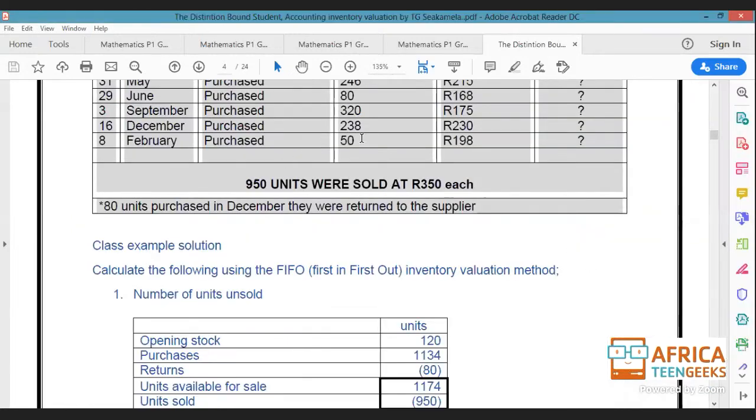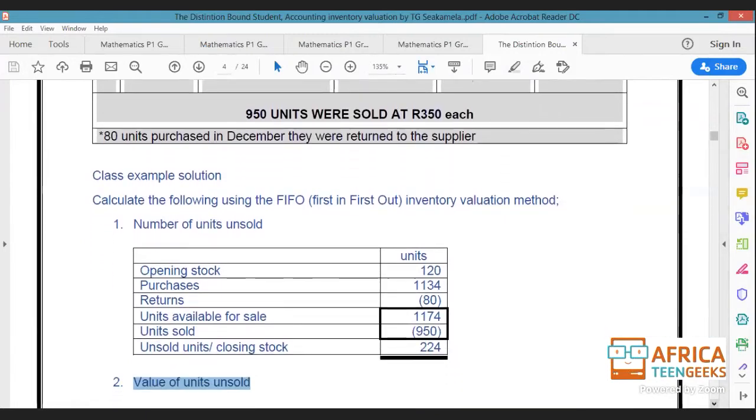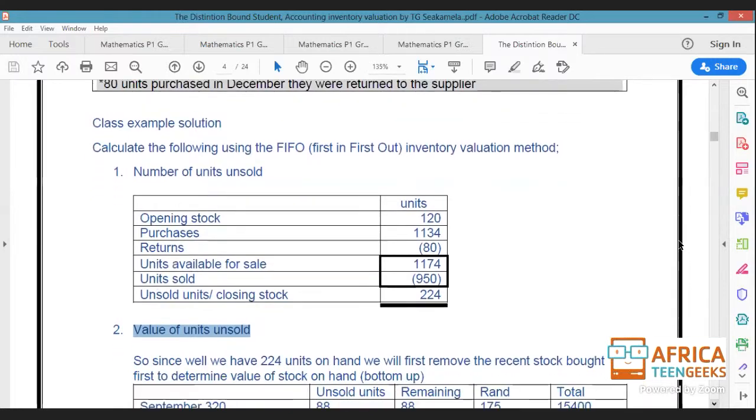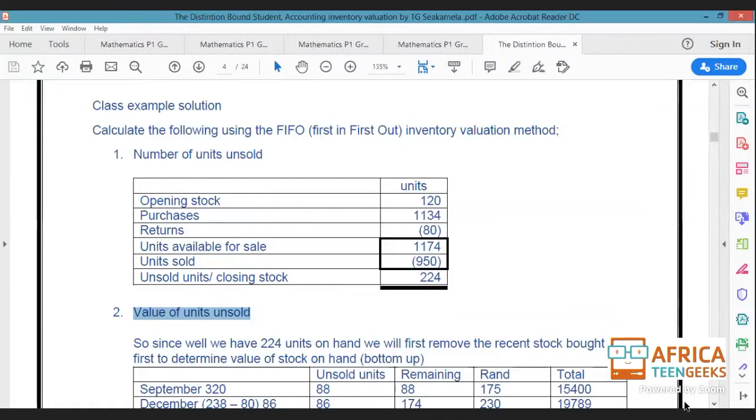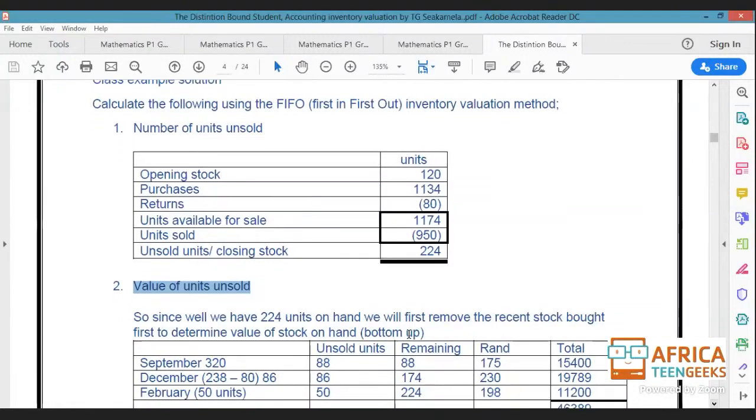So this is where I got the units for September 320, for December 238, and for Feb is 50. That's how I got my units. However, here in September, they were 320. But now, remember, we know that the unsold units are 224. So basically, you're using a bottom up, right? Bottom up is you're starting from bottom to top. So you're going to have your 50, you must reach 224.